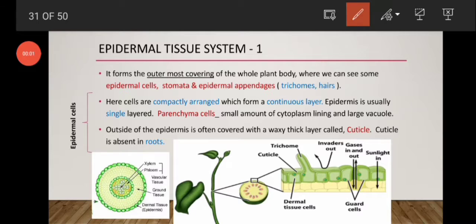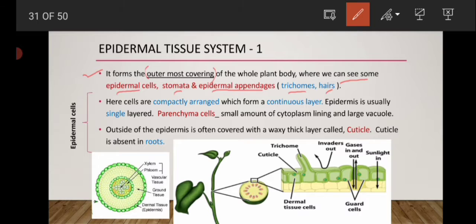Now what do we know about epidermal tissue system? We know it forms the outermost covering of a plant, where we can see some structures like epidermal cells, stomata, and epidermal appendages. Epidermal appendages, examples are trichomes and hairs. So we can see some structures like this, and now we have to study these structures.